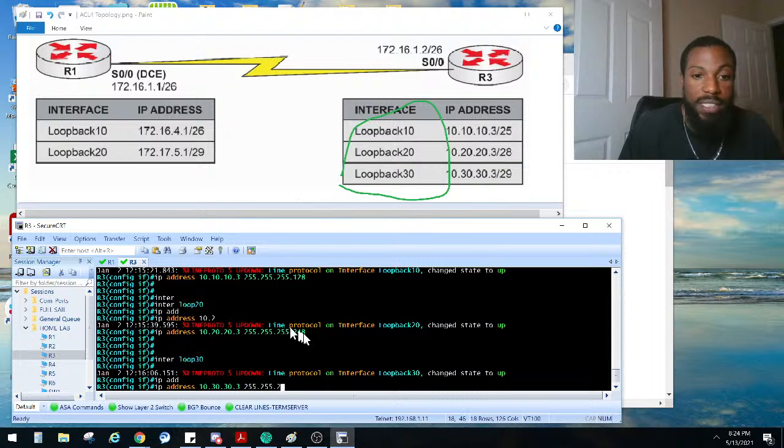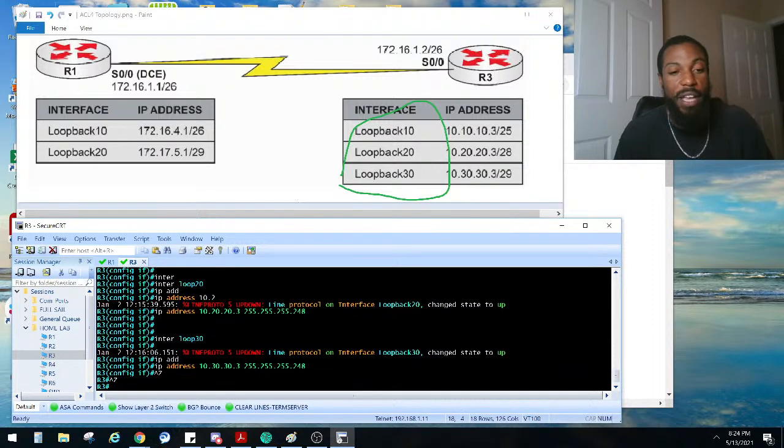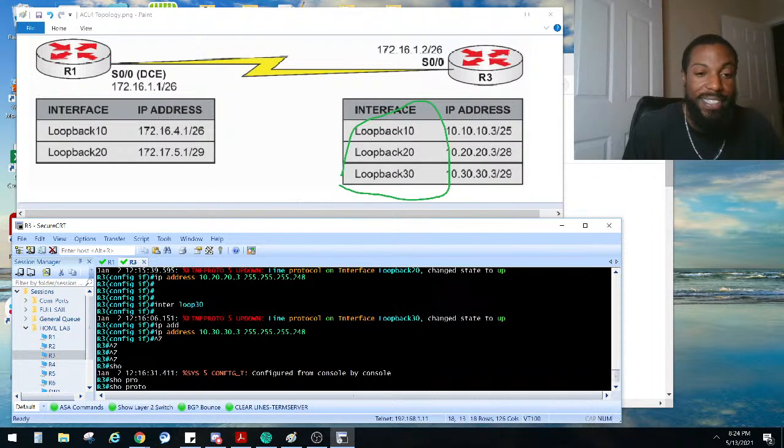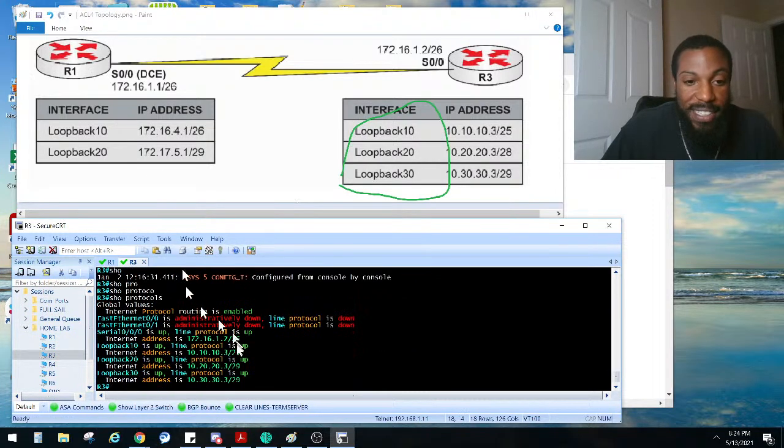Ooh, this is wrong. I just thought about this one. That's wrong. That should be 240, and this is 248. So let me fix that. 255.255.255.248. Well, y'all were waiting for me to mess that up and then tell me, or you were going to wait till I run show protocols to realize that? Y'all let me know. But you see, obviously that was incorrect.